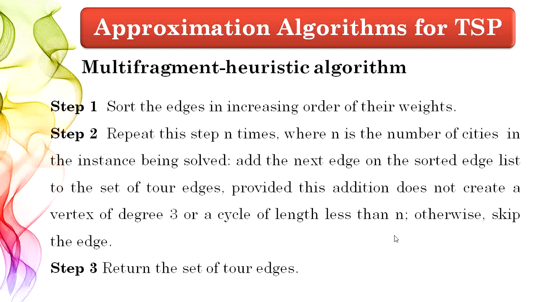Next we move on to the multi-fragment heuristic algorithm. These are the steps we need to follow. The first step is to sort the edges in increasing order of their weight. Repeat the step n times, where n is the number of cities in the instance being solved. Add the next edge on the sorted edge list to the set of edges, and at every step check whether it will form a cycle or not. If it forms a cycle, skip the edge and return to the set of edges.